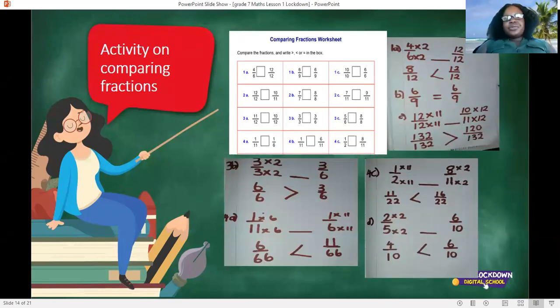Which brings us to the next activity of comparing fractions. All right. So here I just grabbed some worksheet. So we're going to quickly go through the worksheet together so that we have time to do simplifying fractions. Here, the first one, number A, we are comparing 4/6 and 12/12.